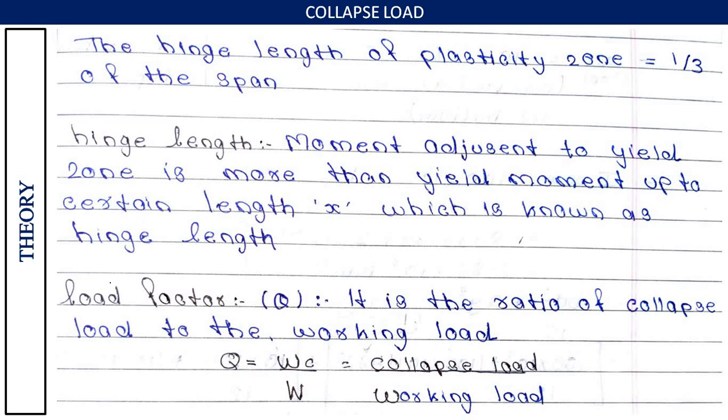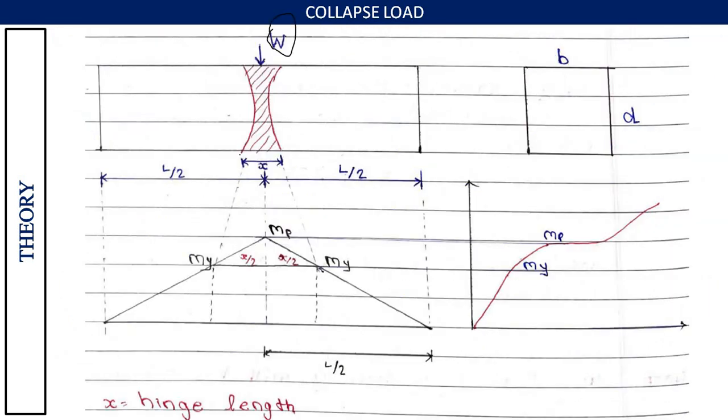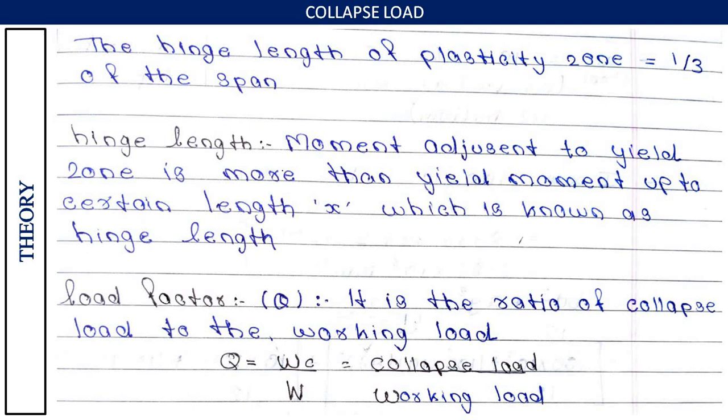Firstly, the hinge length, which is shown over here, is the X distance below the load. Generally the hinge length is 1/3 of the span. So theoretically the hinge length of the plasticity zone is equal to 1/3 of the span. So what is the hinge length? The hinge length means the moment adjacent to the yield zone is more than the moment up to a certain length, which is X, known as the hinge length.